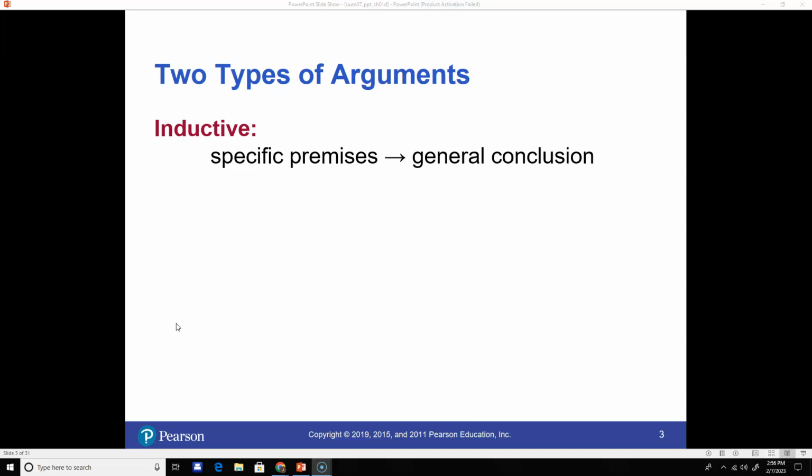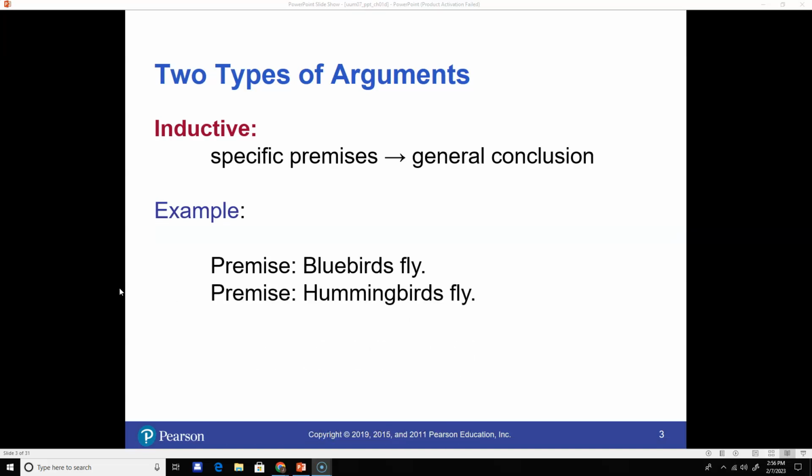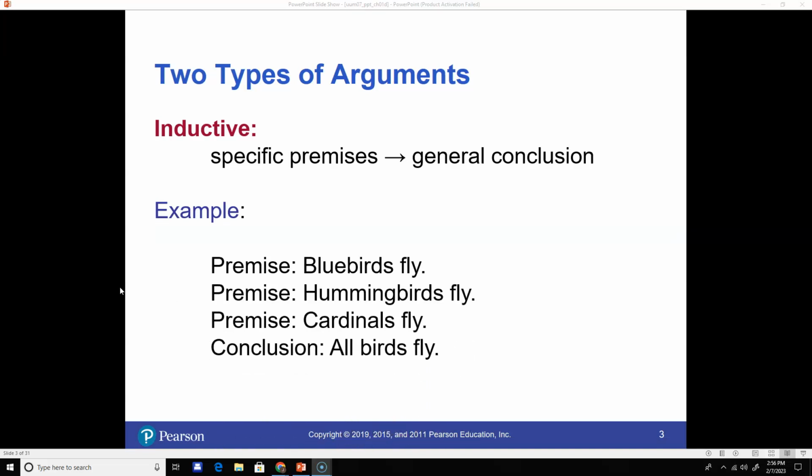There's another type that you can talk about in mathematical proofs with formulas, but we're not going to be looking at anything that's specific in this section. The other type, deductive, are the more common ones we see. Oh, here's an example. So bluebirds fly, hummingbirds fly, cardinals fly, all birds fly.